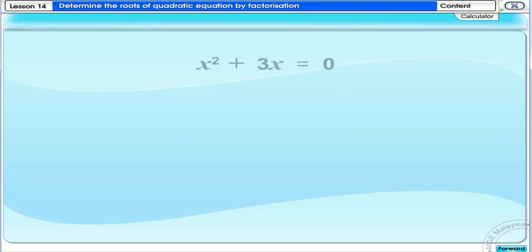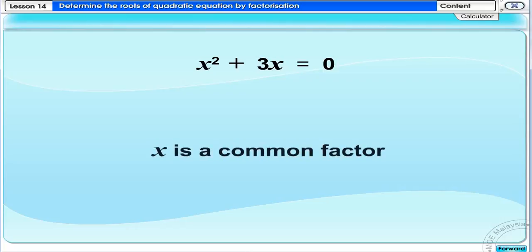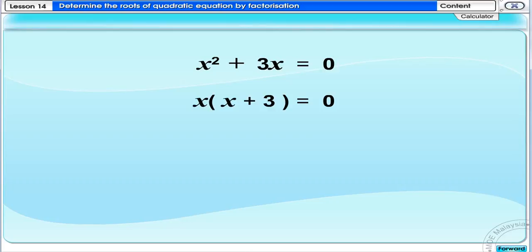To factorize this equation, we first look for factors that are common to all terms. Both x squared and 3x contain a common factor x. Therefore, we can factor out the common factor x, and we will get x times (x plus 3) equals 0.